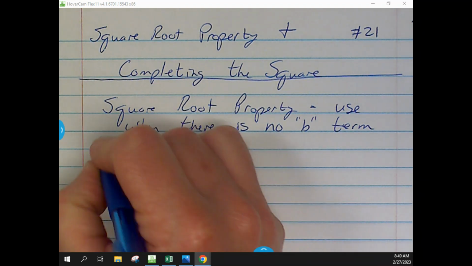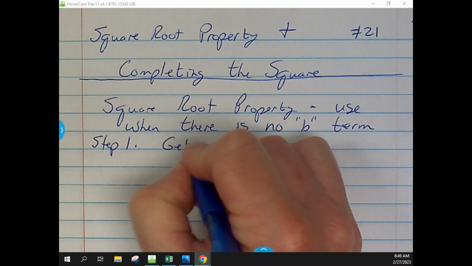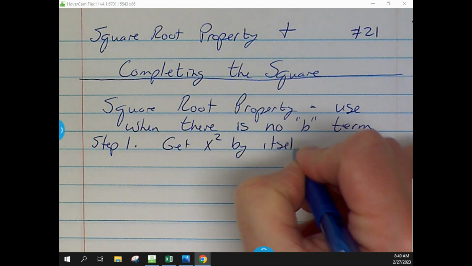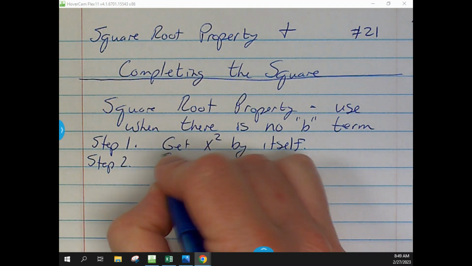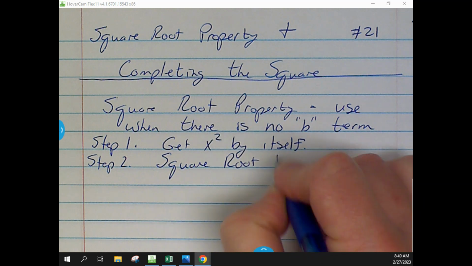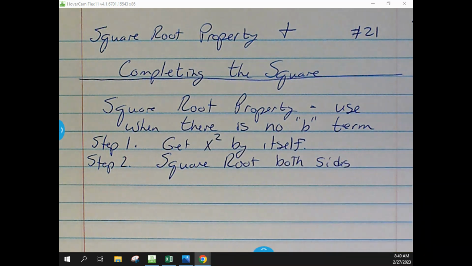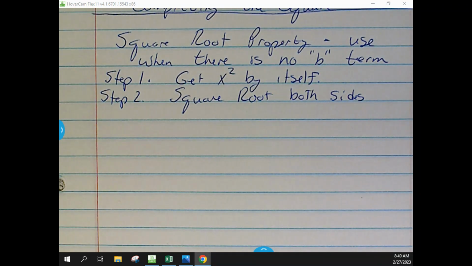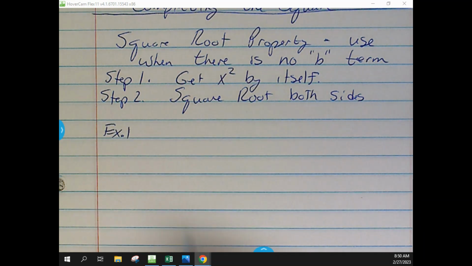And what we said we would do is basically just two things. Step one, you would get the x squared by itself. And then step two, you square root both sides. Okay, so really straightforward. There wasn't anything really weird on this one when it came down to it. Again, we've looked at a few examples of it.